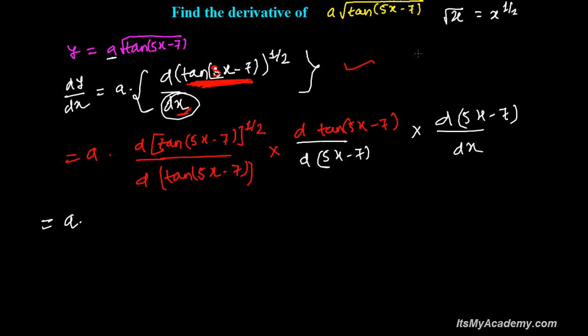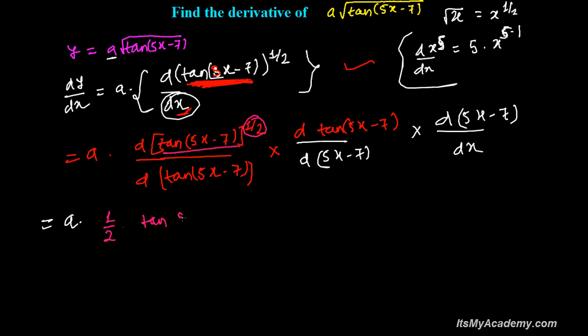So see how the power rule works again. If you have x to the power 5 and you differentiate with respect to x, it is 5 times x to the power 5 minus 1. That's how the power rule derivative works. The same thing I'm going to do here. I have the power half, so power times the base, tan 5x minus 7, and whatever the power initially was, minus 1. The initial power was half, and minus 1.